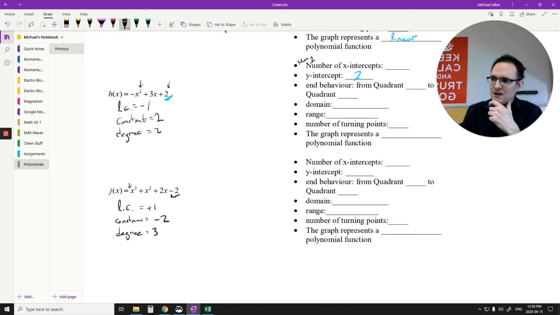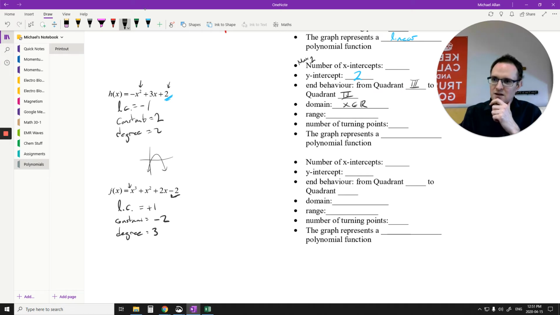Because my leading coefficient is negative, I know this graph is going to be opening downwards. So I know that's that shape. For my end behaviors, I know it's going to start in quadrant 3 and end in quadrant 4. But again, you could just graph it in your calculator and do it that way. Sometimes they ask you to match certain things up. You'll see that later on.